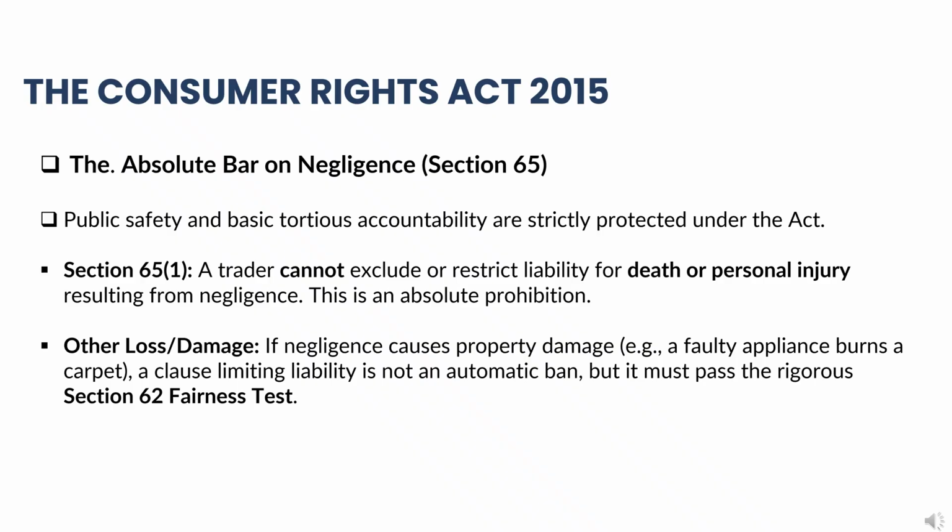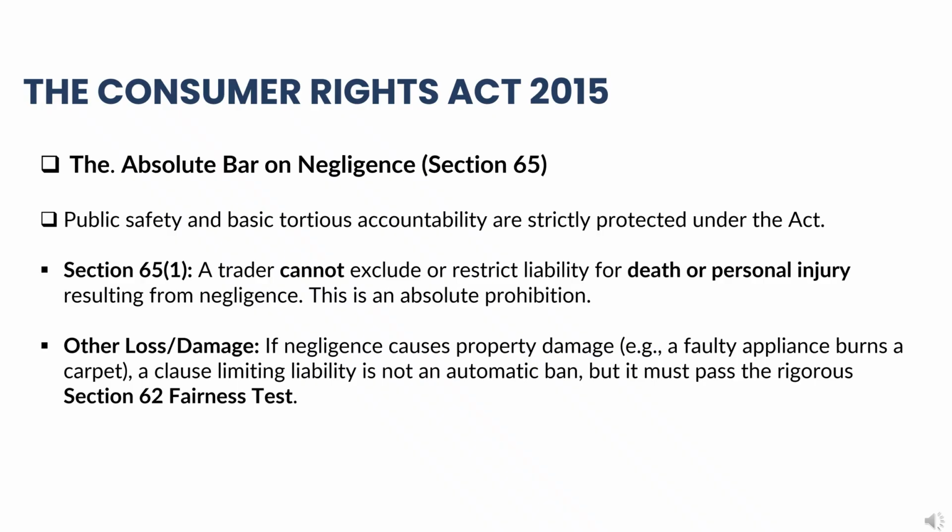If a consumer signs a waiver before going on a theme park ride or clicks agree on an app and they are injured due to the trader's negligence, that exclusion clause is instantly void. There is no balancing test, no argument for reasonableness, and no exemption. But what happens if the trader's negligence causes harm to a consumer's possessions rather than their person? The law treats other loss or damage differently.